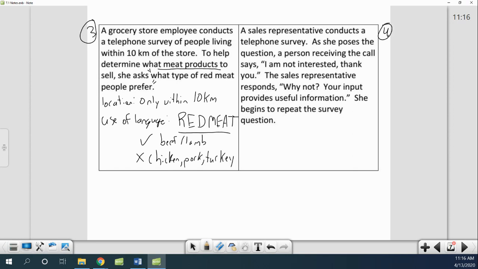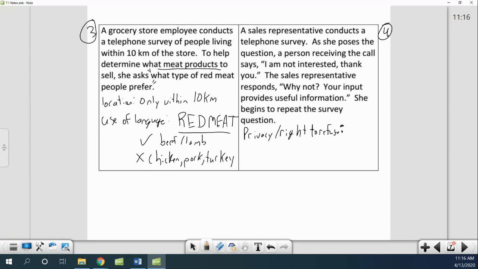Last one here. A sales representative conducts a telephone survey. As she poses the question, a person receiving the call says, "I'm not interested, thank you." And so the sales representative responds, "Why not? Your input provides useful information," and starts repeating the survey question. Now this goes back to the whole privacy and right to refuse, right? This person clearly is not interested in doing the survey. Do they have the right to refuse? Yeah, she can hang up and there's no repercussions to that.